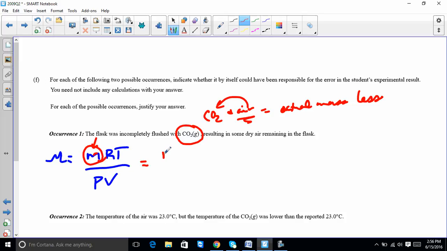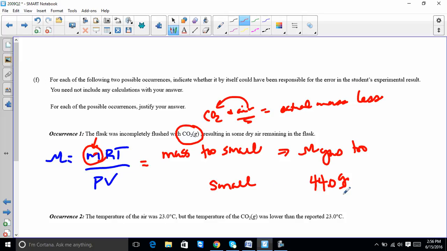So if the mass is too small and mass is in the numerator, it makes the molar mass of the gas too small. And that would cause the molar mass to be low. This could have occurred because remember, we're supposed to get 44 grams per mole and we only got 40.0 grams per mole. We're low. And so could this error have caused it to be too low? And the answer is yes, because if you incompletely flushed it, the mass that you weighed would be smaller than it should be.